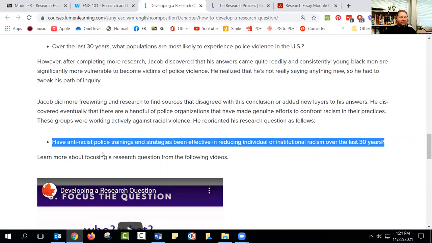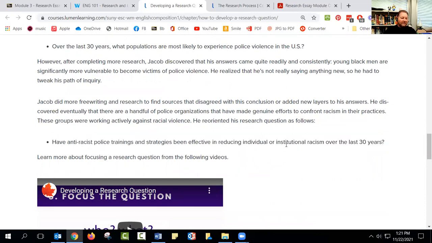Have anti-racist police trainings and strategies been effective in reducing individual or institutional racism over the last 30 years? Because now the answer isn't simply young Black men. Now it's anti-racist police trainings and strategies. Are they effective? Are they not effective? Do they help reduce individual racism, or do they help reduce institutional racism?